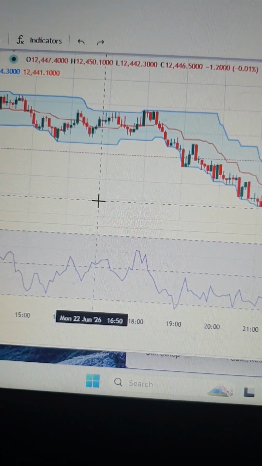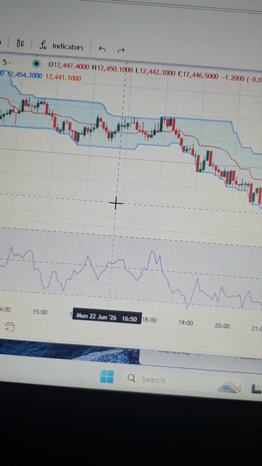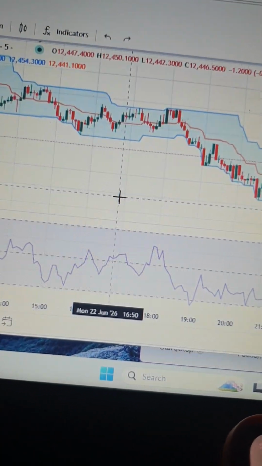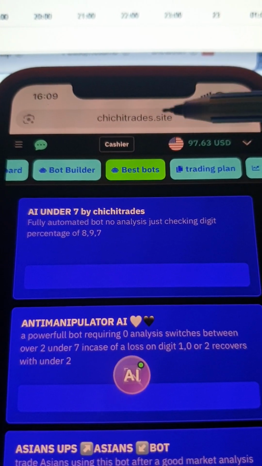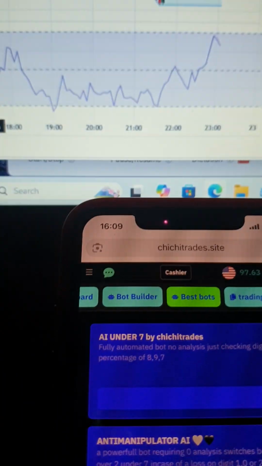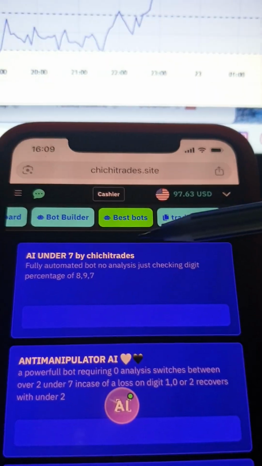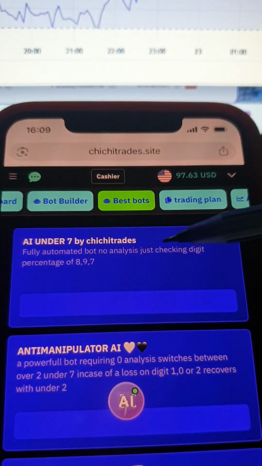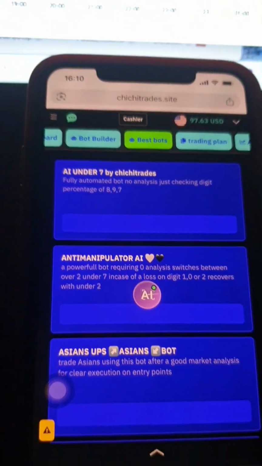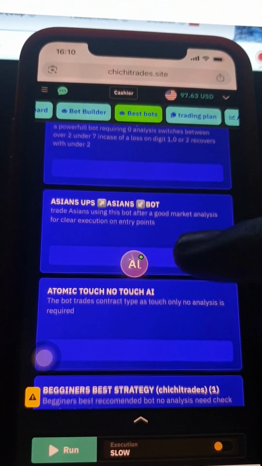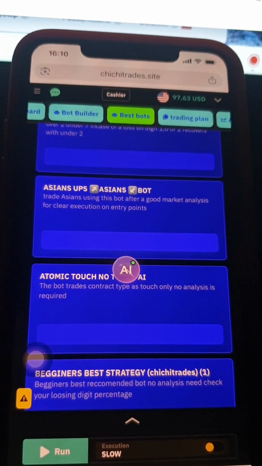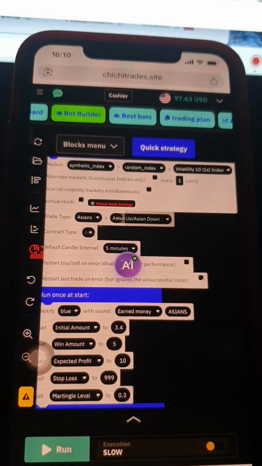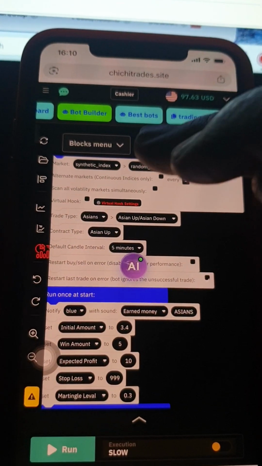Let me show you how you're supposed to be executing your trades and the entry point. The first step, go to any of your browsers, then search for chichitrades.site. You can use TradingView for the analysis, and your mobile phone you can use to access the best bots. For the bot, we are going to specifically use the Asians bot. So I'll just load this bot, the Asians bot.